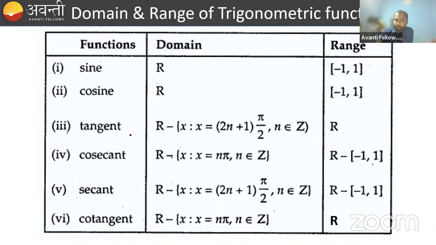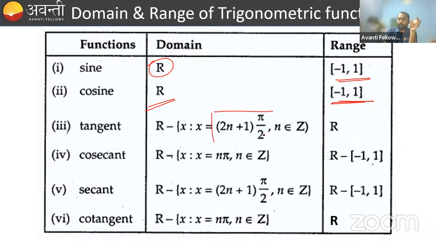The domain of sine is R, and the range is the closed interval -1 to 1. For cosine, the domain is R and the range is the closed interval -1 to 1. For tangent, the domain is R minus the odd multiples of pi by 2.